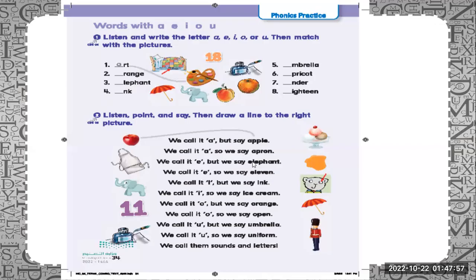C. Elephant, short E. Ink, I. Ice cream, long. Orange, O, long O. Open, short O. Umbrella, short U. Uniform, long U. So here is the vowel of the short and long sound.